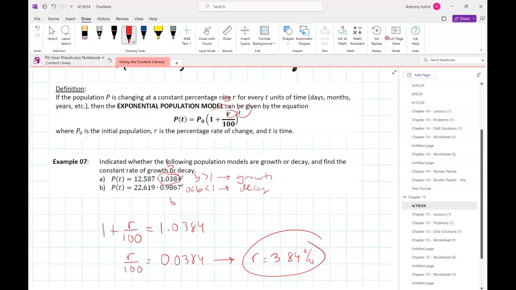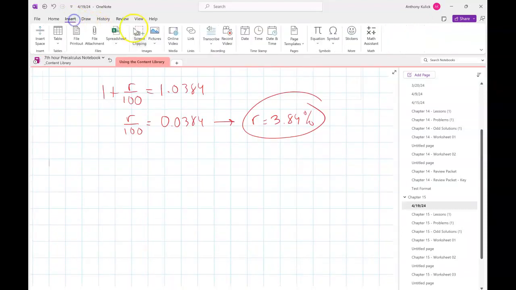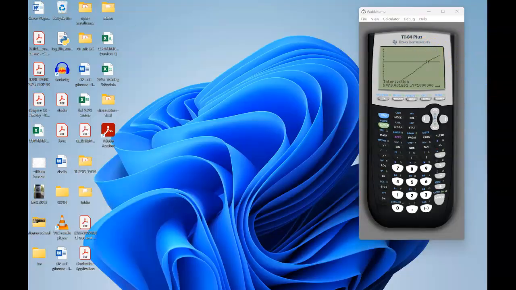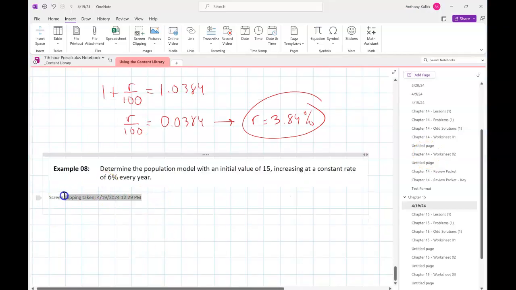Is that okay? Is there going to be any difference for part B? You're going to get a negative number for R, but it's the exact same idea. I'm going to skip doing that. Everybody okay? All right.